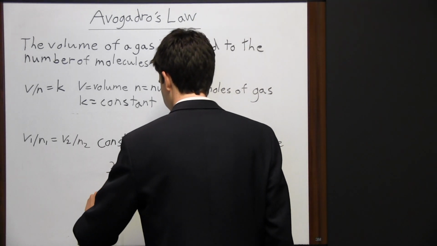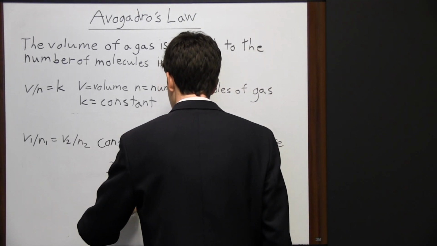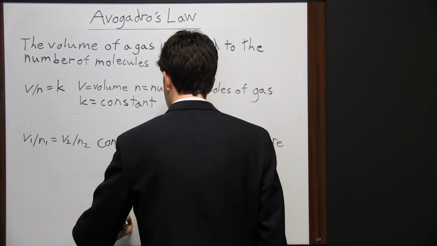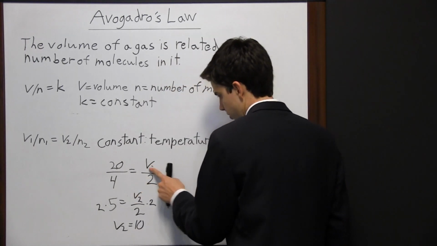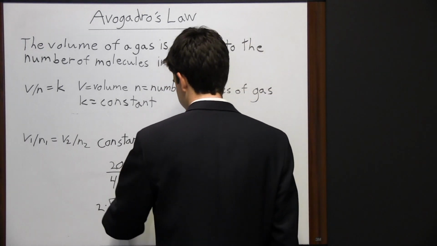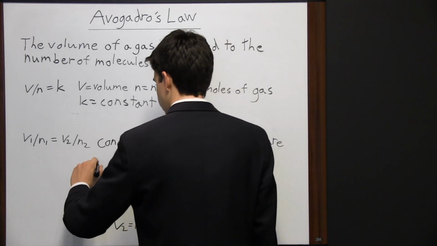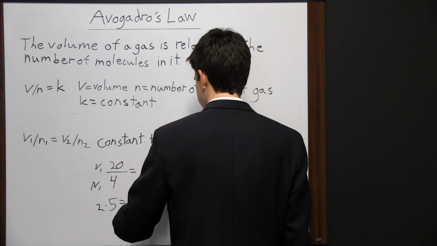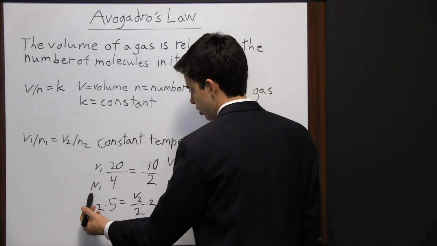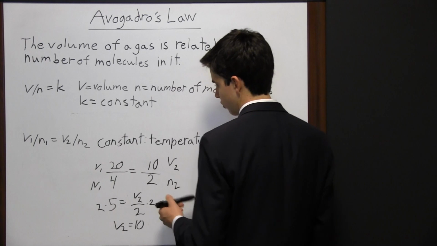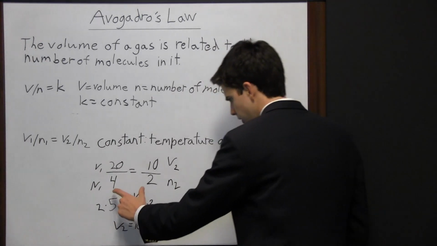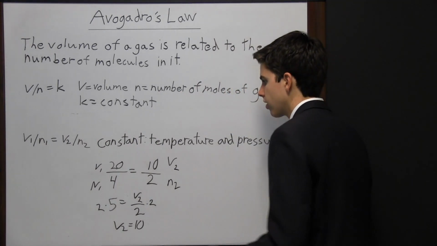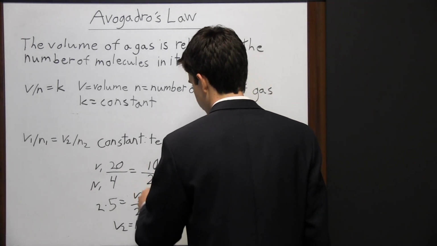So 20 divided by 4 equals 5. We can multiply both sides by 2, and V2 equals 10. So I'm just going to replace V2 with 10 right there. So this is V1, this was N1, this is V2, and this is N2. So remember, N changed from 4 to 2, so V must also change. Now, what do you notice here? N went down, it decreased, and V also decreased. And they decreased by the same amount. Volume was cut in half, and the number of moles was cut in half.